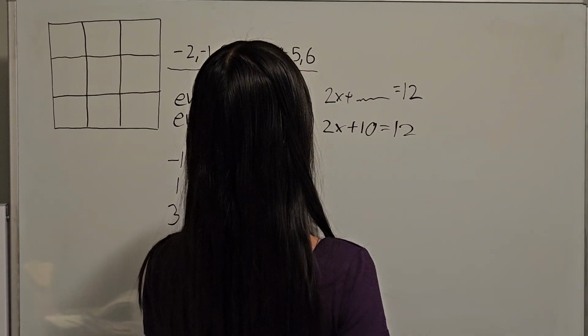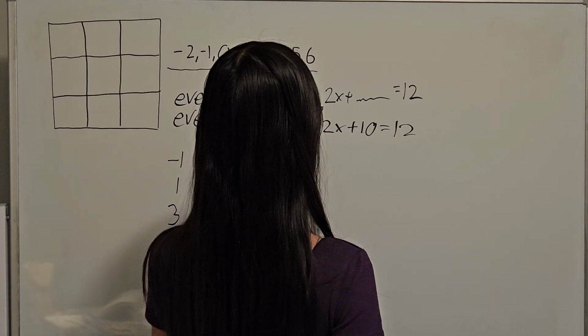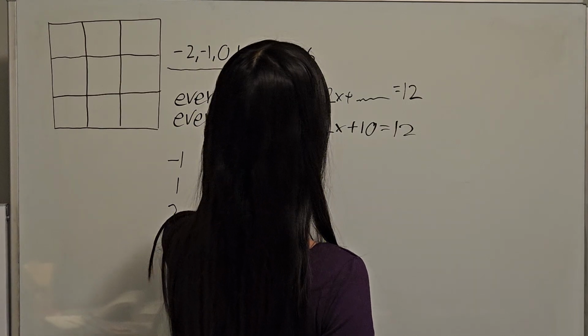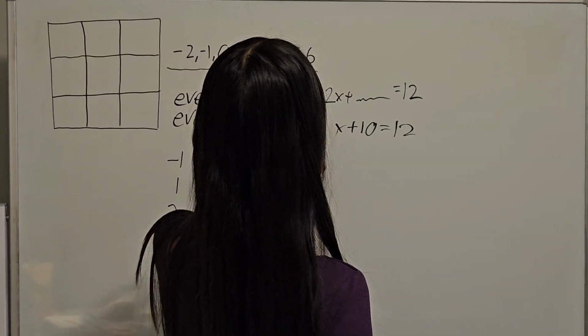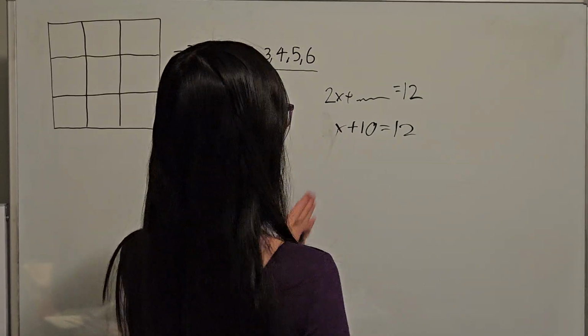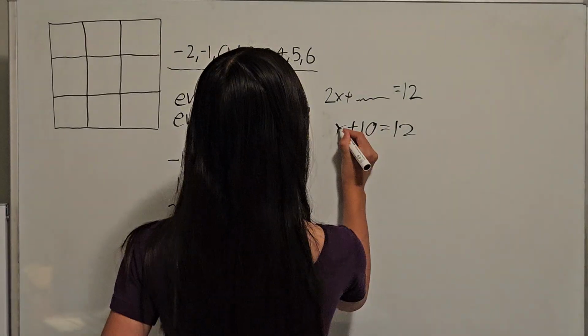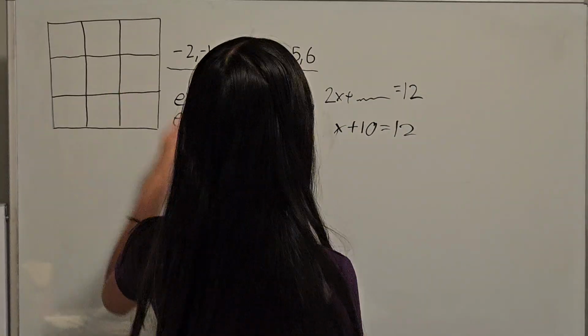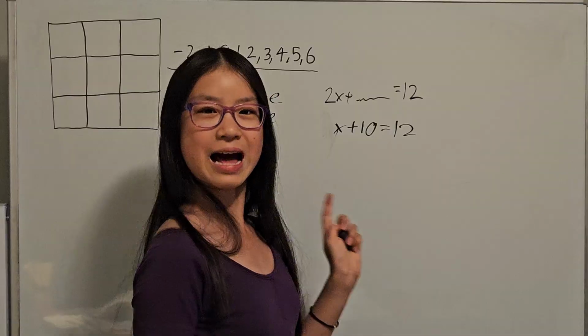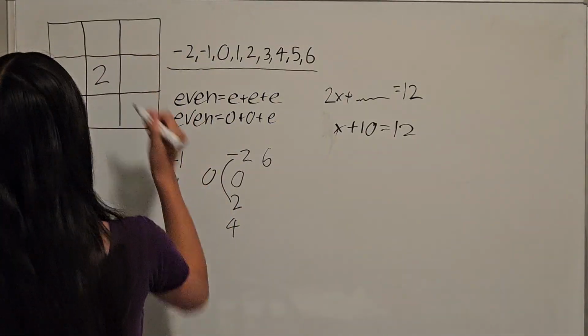So now we have that. Actually, no, it's just an x, because this x is left out to make that number 12. So we have x plus 10 equals 12. X is the middle number. So at the end, we know that x equals 2.